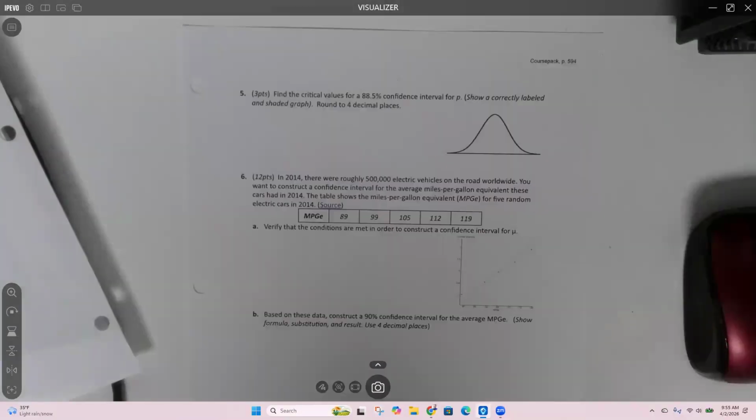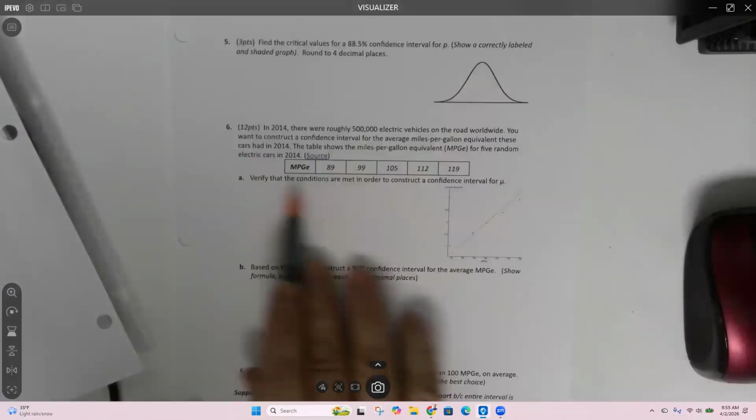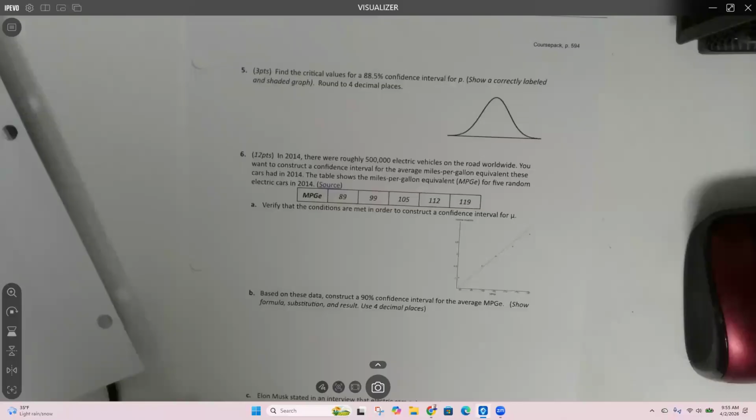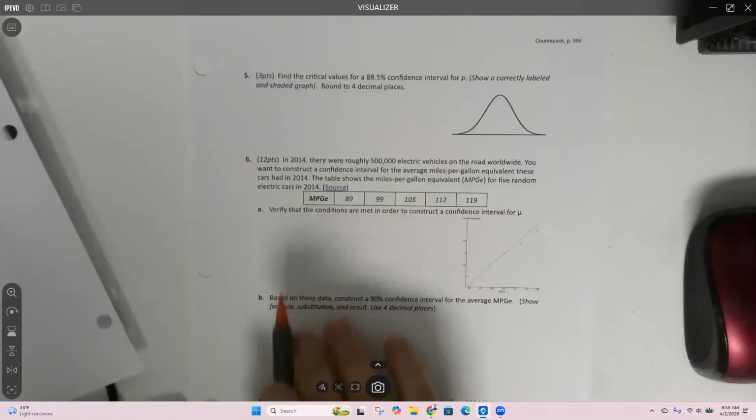Next, we're on page 594. Find the critical values for an 88.5% confidence interval for p. Show correctly. Okay, you guys can do that, I'm going to skip that one. In 2014, there were roughly 500,000 electric vehicles on the road. You want to construct a confidence interval for the average miles per gallon equivalent these cars had in 2014. The table here shows miles per gallon for 5 random cars. Verify the conditions are met.